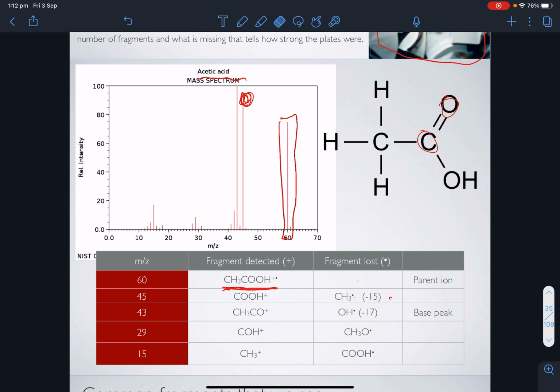There's also a loss of 17, and a loss of 17, usually in organic chemistry, you can go, oh, was there an alcohol group on there? In a carboxylic acid, we've lost that OH group for the base peak. So that was the most stable, okay? The weakest bond is this bond here, and it produces the most stable fragment. After that, we've got a loss of the CH3 and O, and smaller.